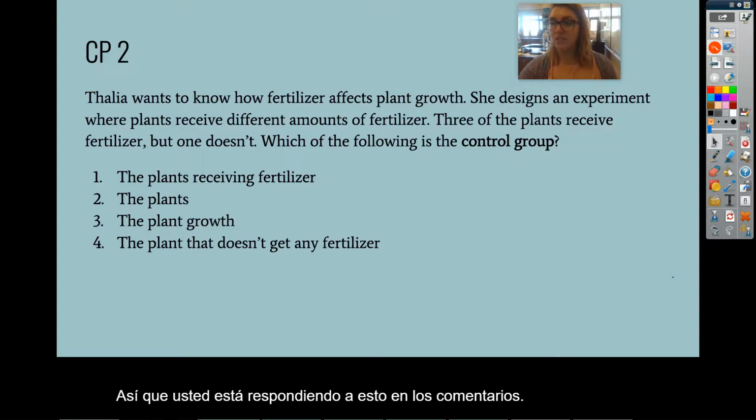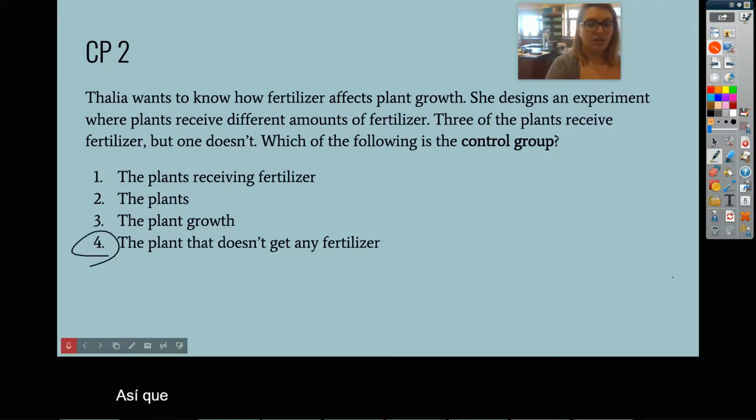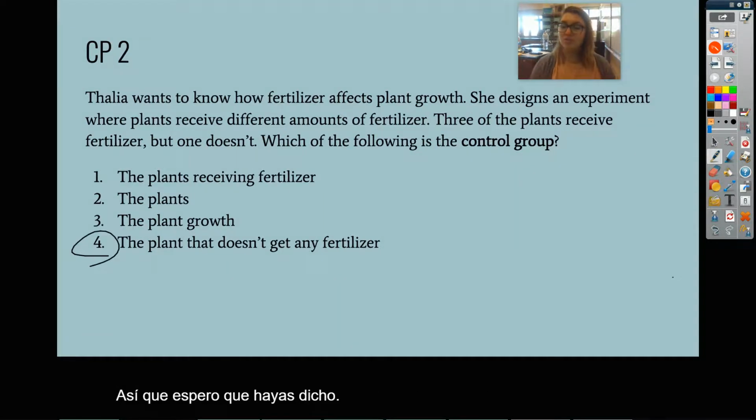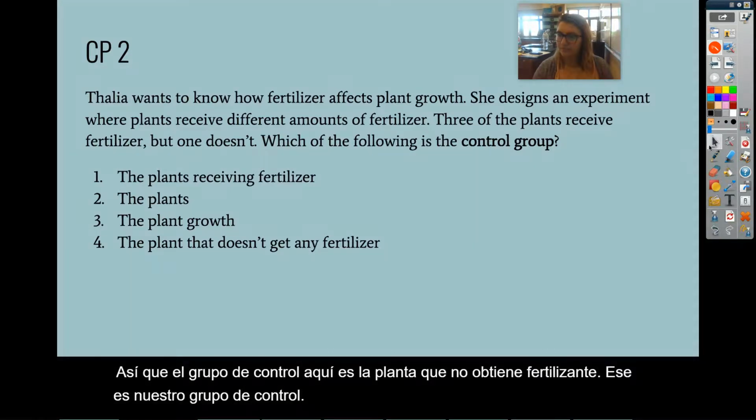So hopefully you said number 4. Remember, the control group does not get what the scientist changes. So the control group here is the plant that gets no fertilizer. That is our control group.